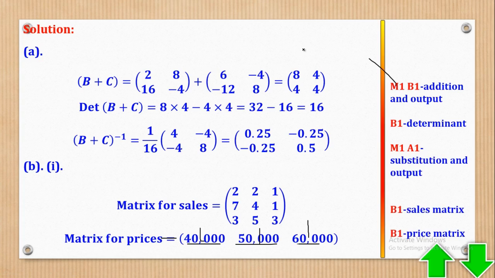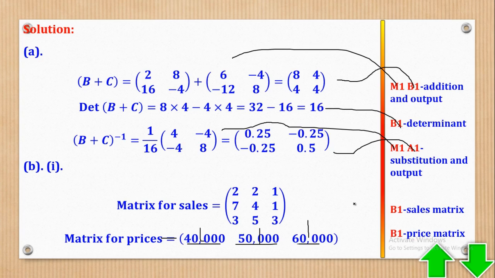So M1 for addition, B1 for output, B1 for determinant, M1 for substitution, and A1 for the output. B1 for the sales matrix, B1 for price matrix.